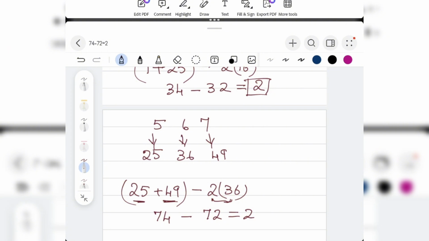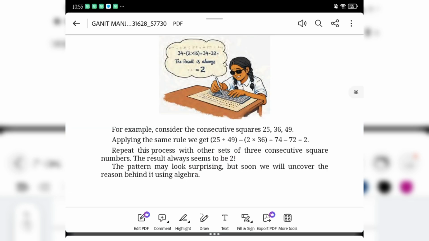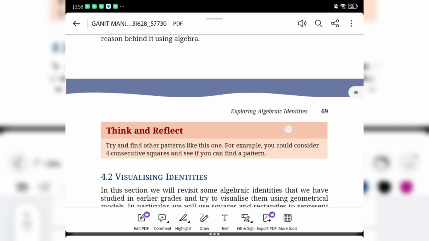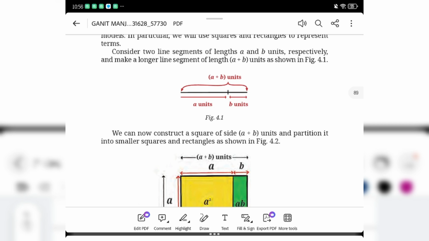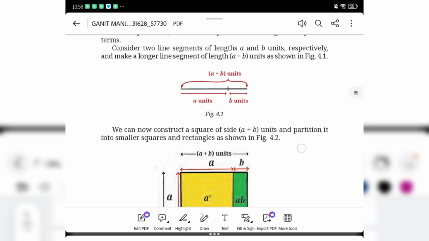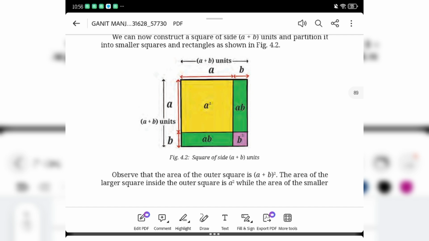Now did you see the pattern? So he's just trying to tell us in this example, when you take three consecutive squares, you add the first square and the last square and then you subtract twice the middle square, the answer will always be 2. This is what is stated in the first example. Now after this, we are going to see the first identity of algebra, which is a plus b whole square.